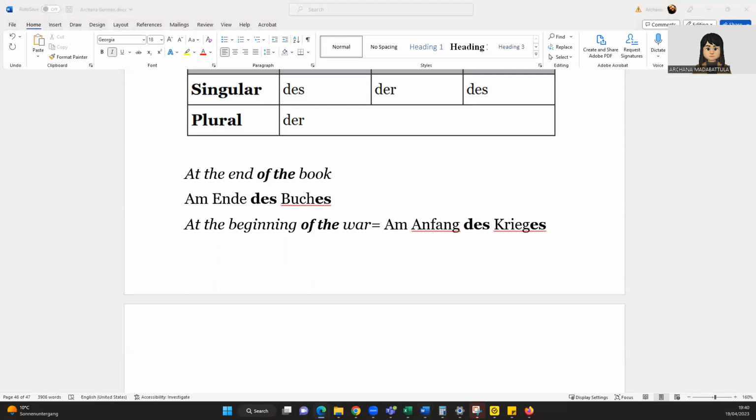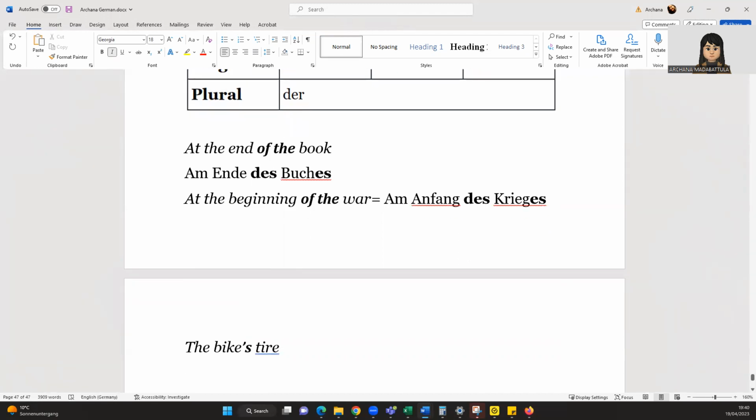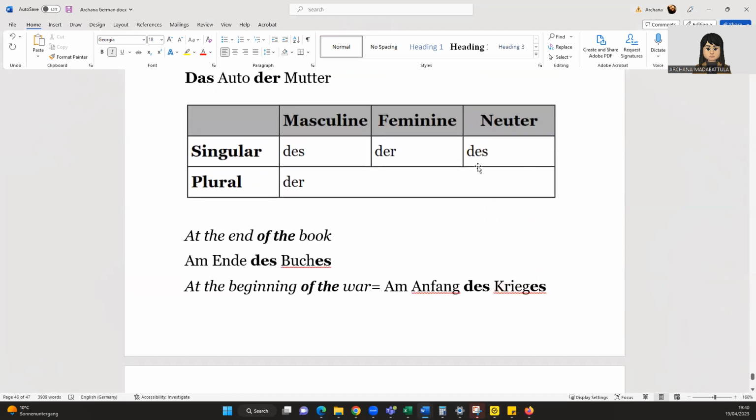Now, the bike's tire. It is a genitive case. In a genitive case, what will happen? Fahrrad is actually neuter, das Fahrrad, but here we are going to write des. So we say das Rad, des Rades.